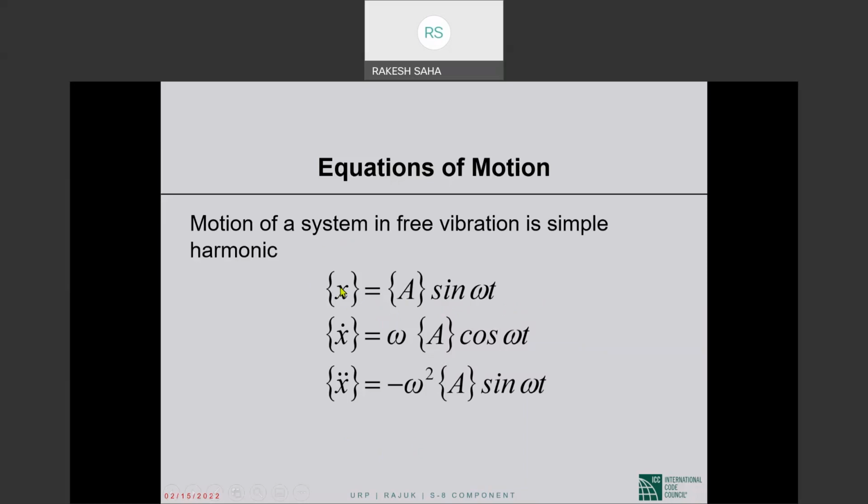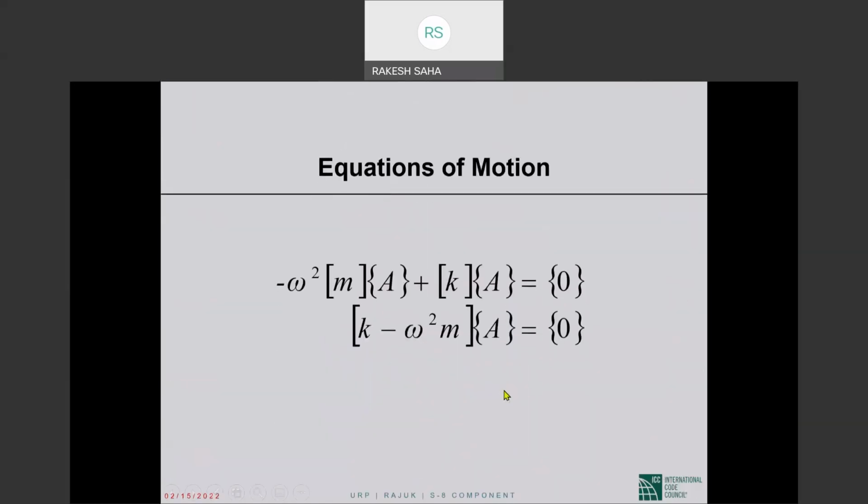So the x can be written as amplitude times sine of omega t. If we take first differential of that, we'll get omega a cosine of omega t. And if we take a second differential, which will give us acceleration, that would be minus omega squared a sine of omega t. So differential of sine is cosine, differential of cosine is negative sine. Okay, we get the sine back.